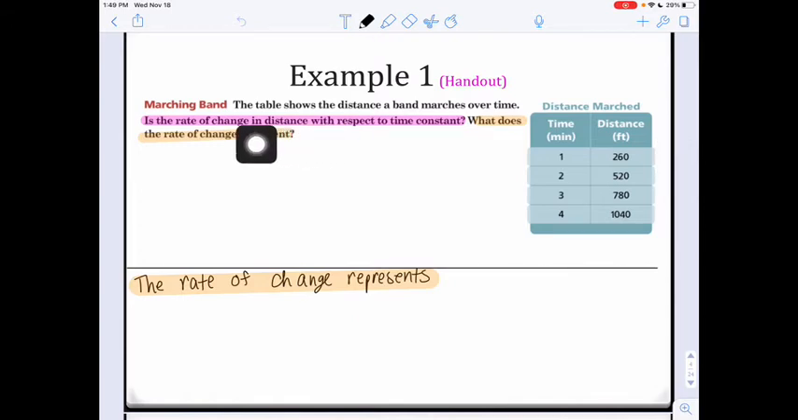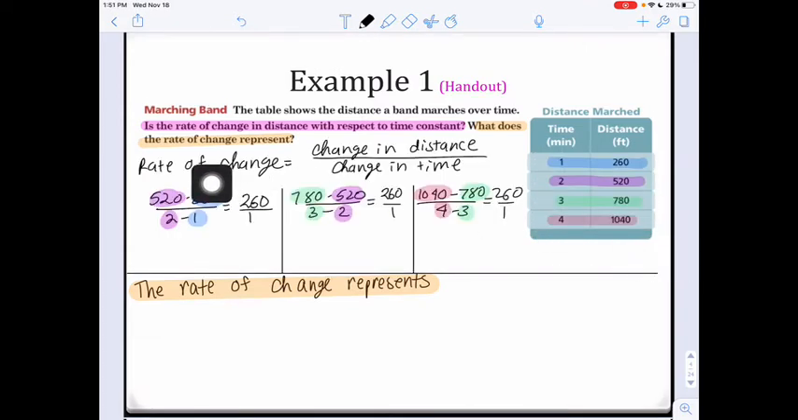Notice that it says the rate of change in distance with respect to time. So the distance is the dependent variable and the time is the independent variable. So we're going to put the distance on top and the time on the bottom. And we're going to check every single change from 1 to 2, 2 to 3, and 3 to 4. To check the rate of change, we're going to check the change in distance over the change in time.